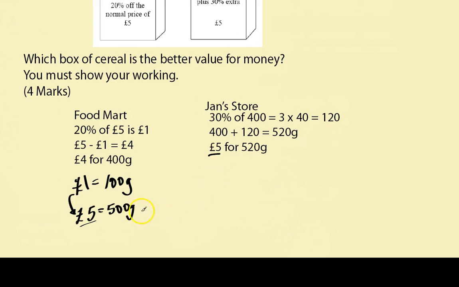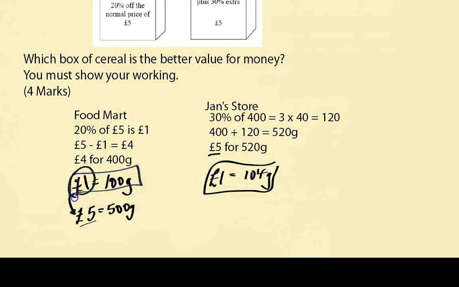Okay, so that last step was really important. Any like-for-like comparison works. What you could have also done is divided £5 by 5 and 520 by 5. That would have given you £1 for 104 grams, and you could have compared this with this price. Just as long as you've got a match between what you're actually comparing. Otherwise you're comparing two different amounts, which is difficult to do.